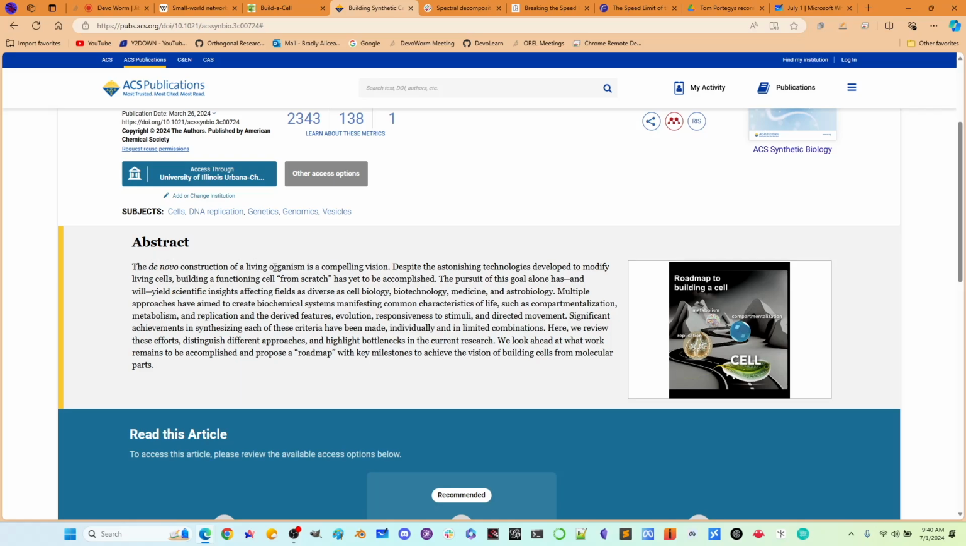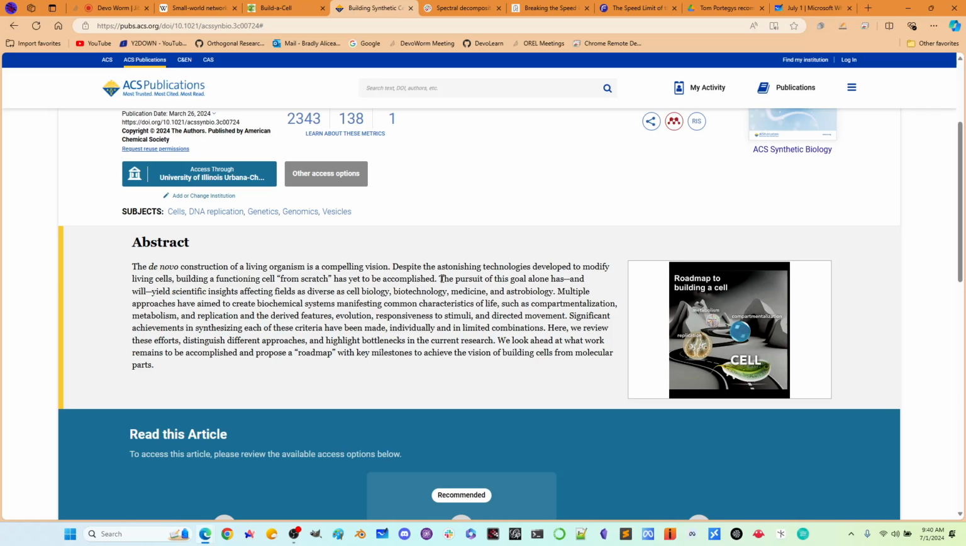The de novo construction of a living organism is a compelling vision. Despite the astonishing technologies developed to modify living cells, building a functioning cell from scratch has yet to be accomplished. So we haven't been able to build a cell from scratch, and we've basically just been able to take parts and manipulate them, but not build something from the proteins or the raw DNA or whatever, and build a cell. And so that's kind of the goal. It's worth asking whether that's achievable. And so that's maybe one of the challenges here.